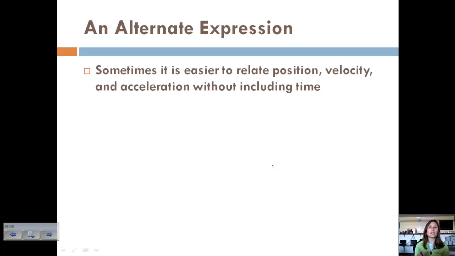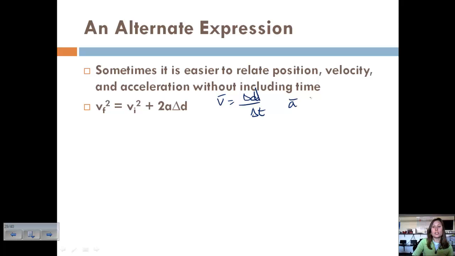Sometimes it's easier to relate position, velocity, and acceleration without including time. This is the equation that we get when we do our derivation without time, but I'm going to show you how to do that. Again, we have average velocity is delta d over delta t, and acceleration is delta v over delta t. I want to factor one of these out for time. I'm just going to pick velocity. So delta t is equal to delta d over average velocity.